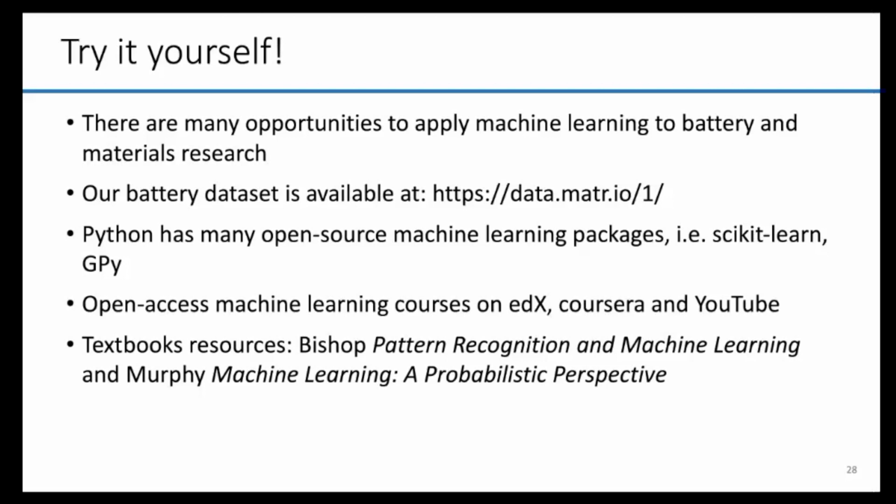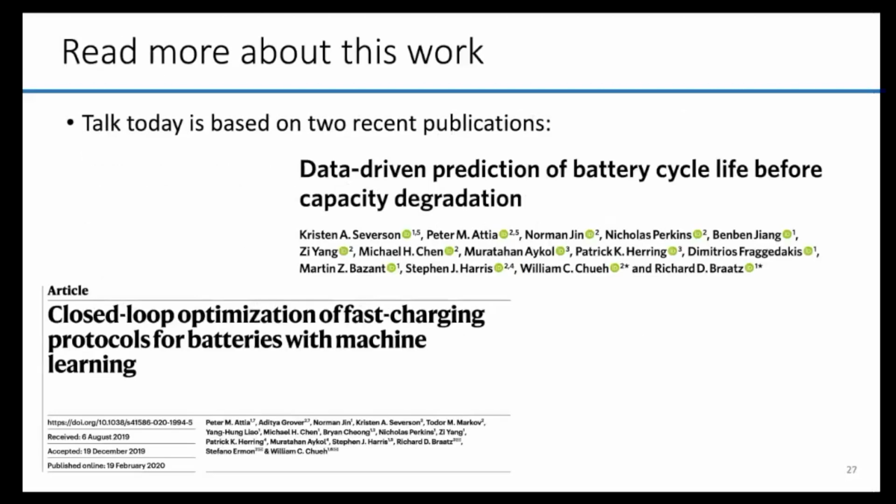Your 2019 publication in Nature Energy gives a nice review of part one of this presentation. Are you planning a second publication regarding the optimal experimental design for determining the best charging protocol? That's this paper, which was published in Nature here, closed loop optimization of fast charging protocols for batteries with machine learning, led by Peter and Aditya.